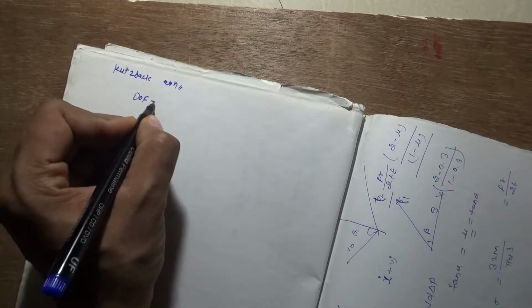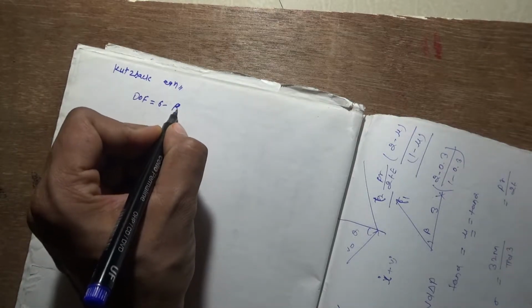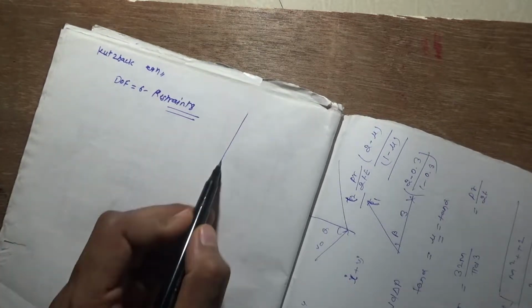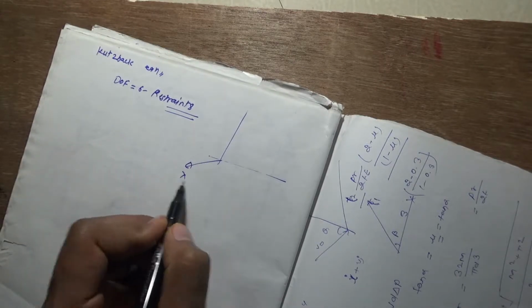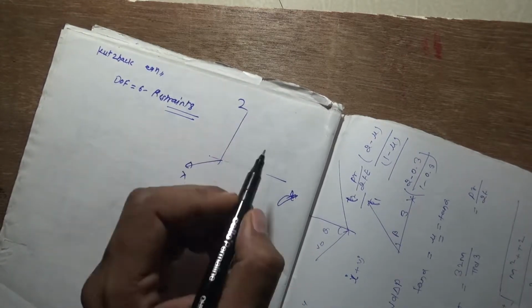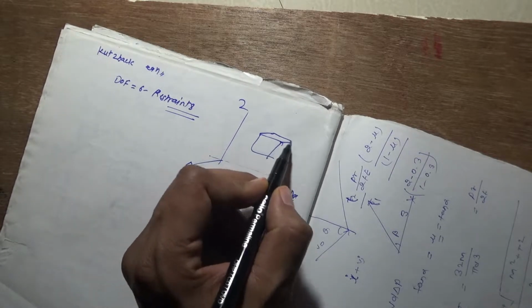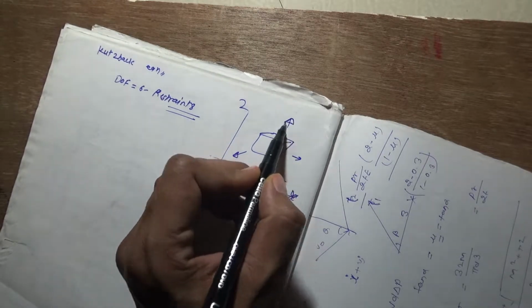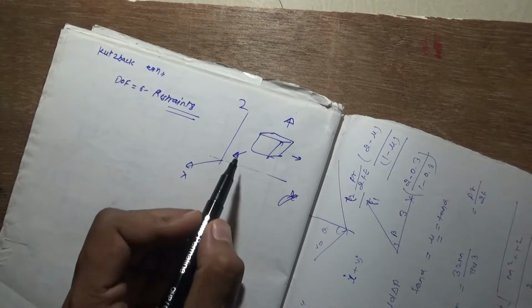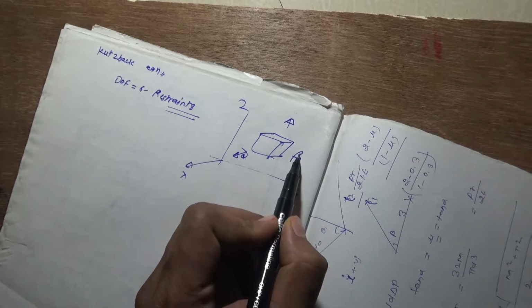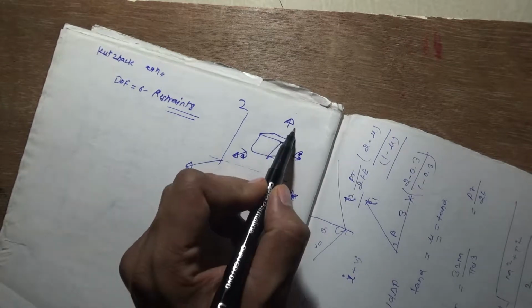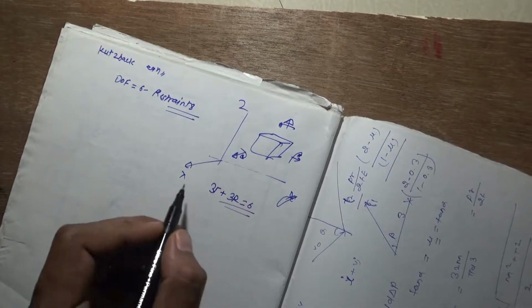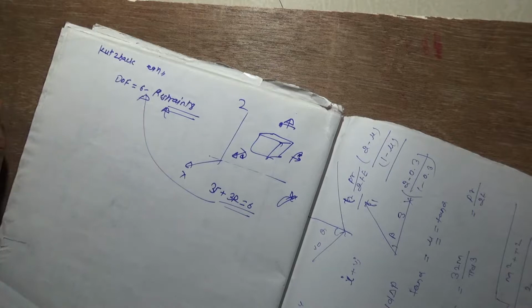Degree of freedom we can write as 6 minus restraints. What is the meaning of this 6 and from where does it come? Suppose this is the x-axis, this is the y-axis, and this is the z-axis. Suppose this is an element, so it can move along the x-axis, along the y-axis, and along the z-axis, and it can rotate in the xy plane, in the xz plane, and in the yz plane. So it is having 3 translatory motions and 3 rotational motions, total 6 motions. So this is 6.